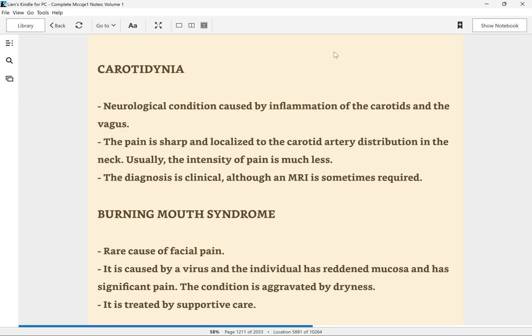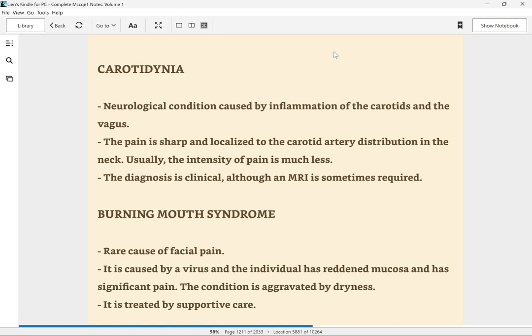Carotidynia, a neurological condition caused by inflammation of the carotids and the vagus. The pain is sharp and localized to the carotid artery distribution in the neck. Usually, the intensity of pain is much less. The diagnosis is clinical, although an MRI is sometimes required.